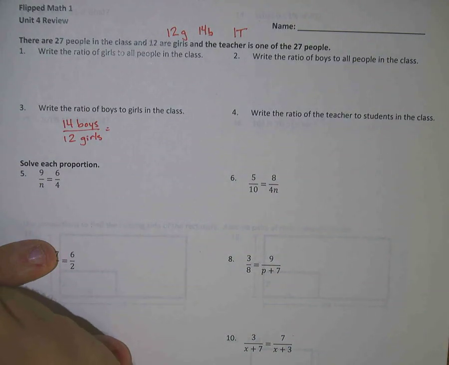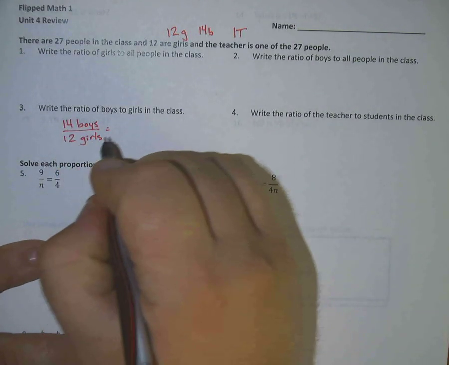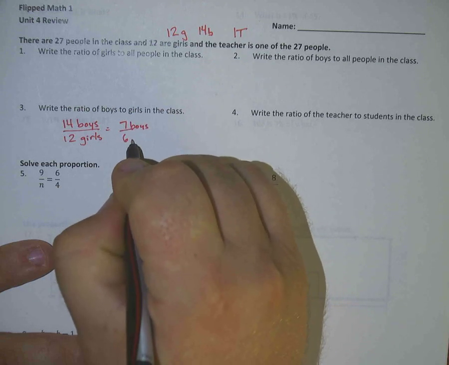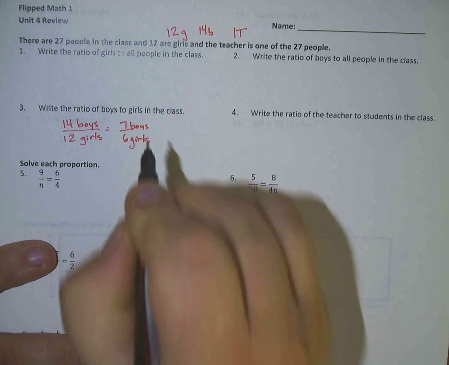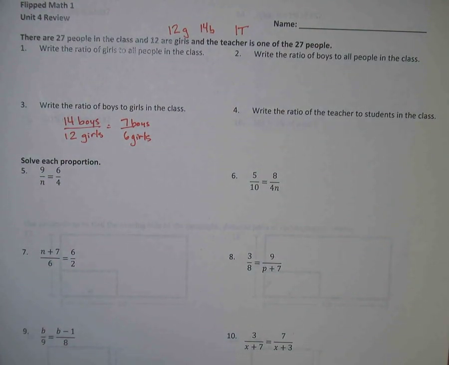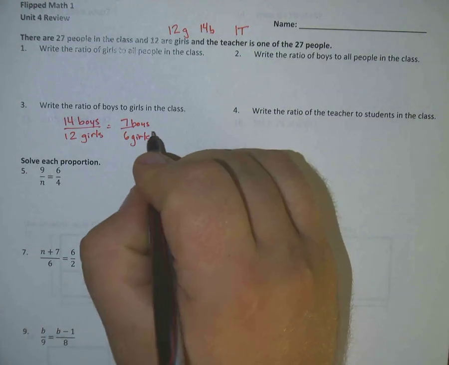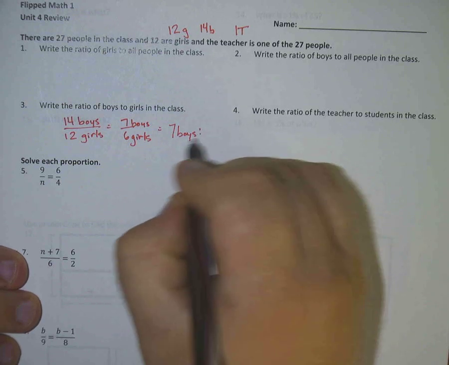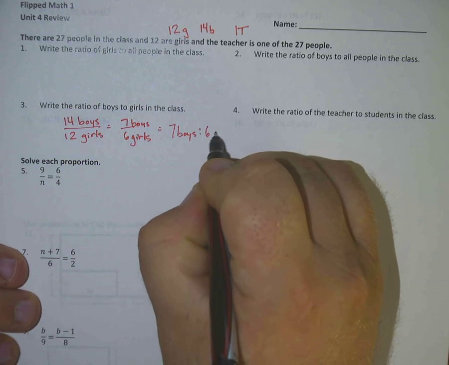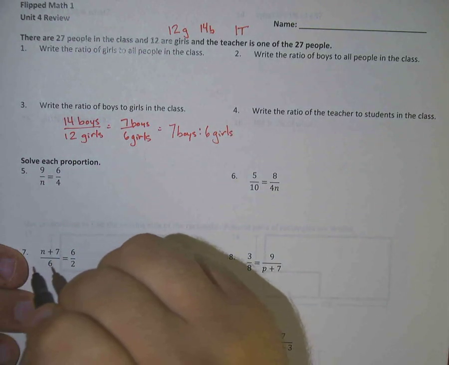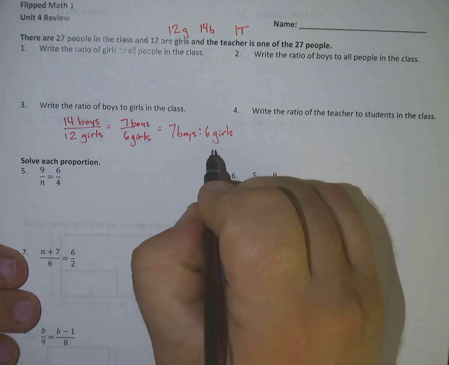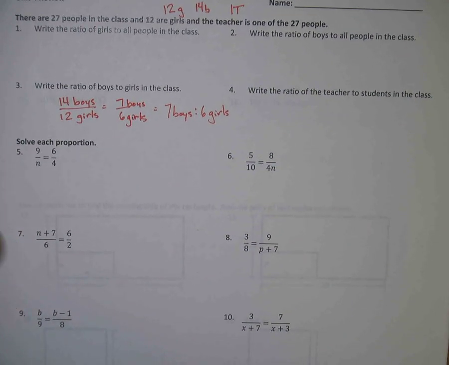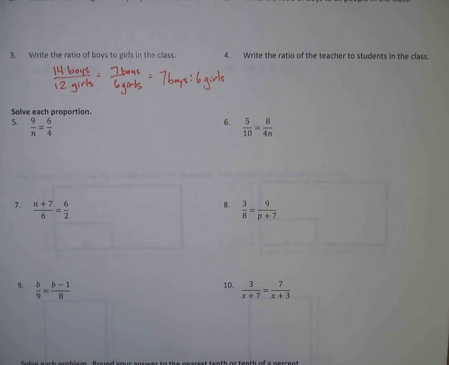And then you'd probably want to reduce that. So they're both even, so you could go 7 to 6. And that's boys to girls. Make sure you're labeling your ratios, otherwise it doesn't make sense. If you wanted to, you could also write it as 7 boys with the colon, so to 6 girls. All right. Or even the 7 boys to 6 girls instead of the colon, write it out in words. Either way, that's doable. Okay.